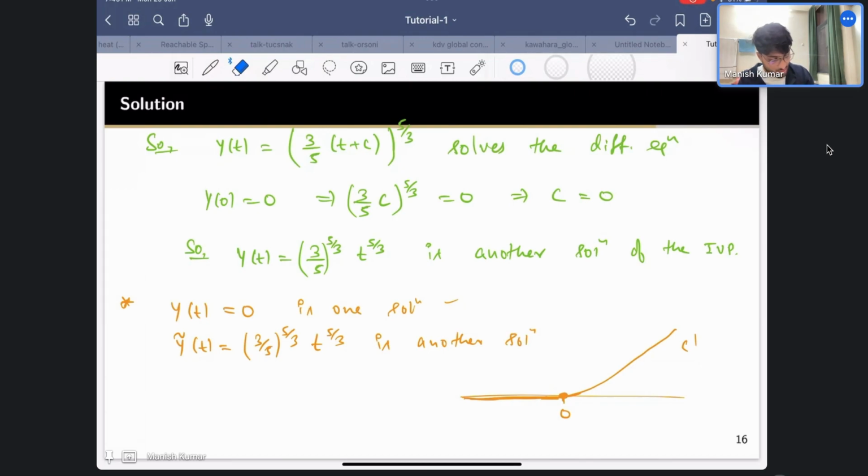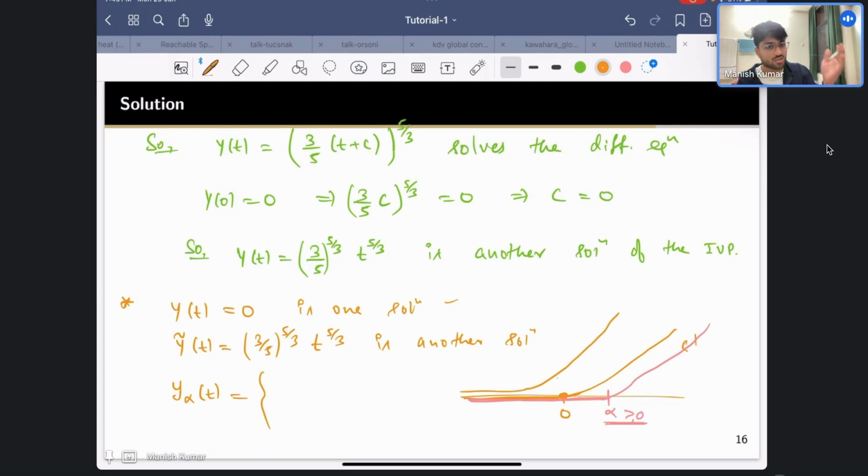So you choose some alpha greater than 0. You take y equal to 0 till alpha, and after that you use this type of function. So for any positive alpha, you can shift it. Why do I have to shift it just in the forward direction? Because I cannot shift it backward. At t equal to 0 the function should take the value 0, so I cannot shift to the left, but I can shift to the right.